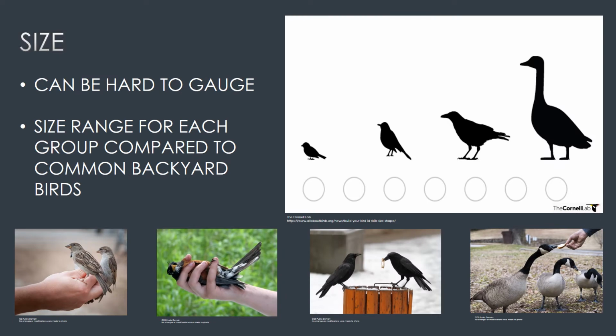Though size can be hard to gauge from a distance, the aid provides a size range for birds found in each of the 6 groups by comparing them to the sizes of 4 common backyard birds: a sparrow, robin, raven, and goose. For example, if birds found in the group range in similar size between that of a sparrow and a robin, these 3 circles would be filled in.